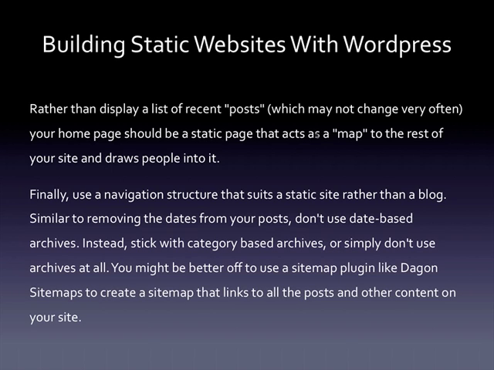Finally, use a navigation structure that suits a static site rather than a blog. Similar to removing the dates from your posts, don't use date-based archives. Instead, stick with category-based archives or simply don't use archives at all. You might be better off using a sitemap plugin like Dagon Sitemaps to create a sitemap that links to all the posts and other content on your site.